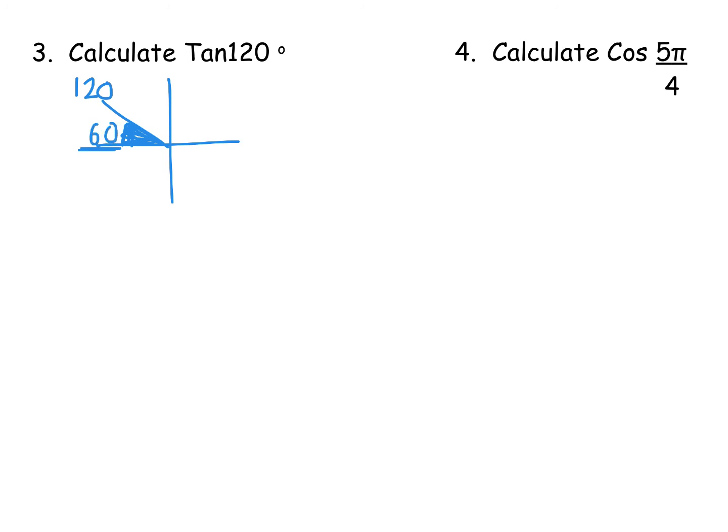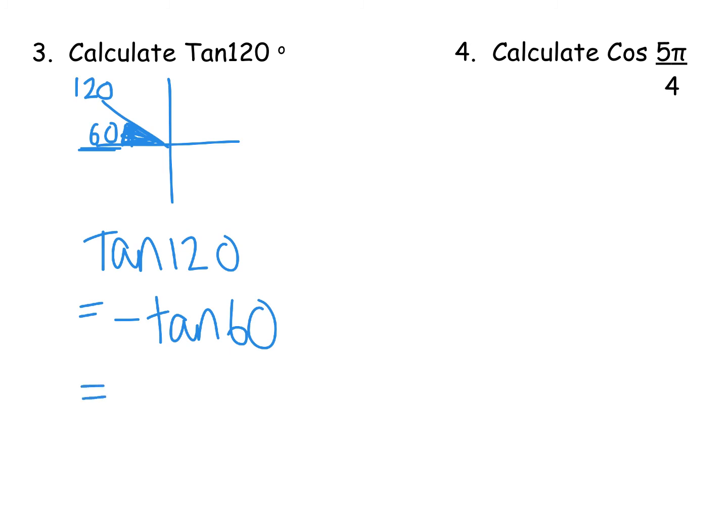Now tan is negative in that box because that's the sine box, right? So tan 120 is the same as negative tan 60. Now tan of 60 came from that triangle again, the split equilateral one.